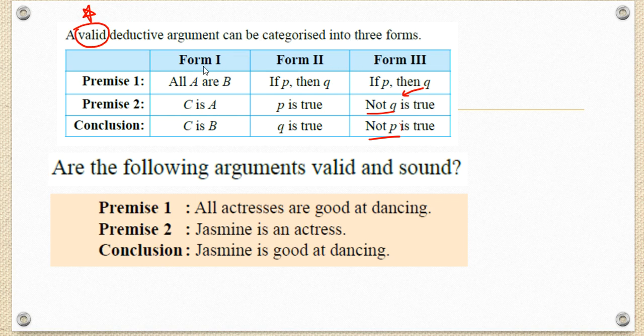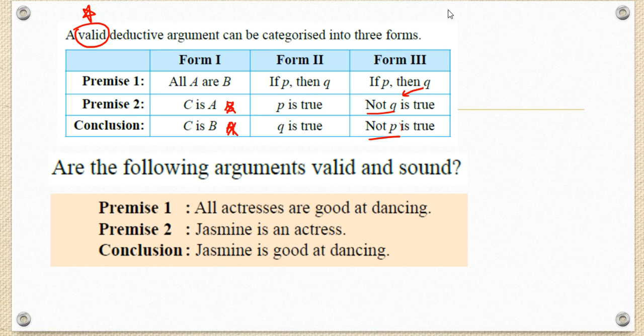For example, I give you an example. All A are B. Then for premise 2, you found out that it is C is B. If they say C is B, then C is A. Is it a valid deductive argument? Is it valid? No, it is not valid, because these two change position. You cannot change the position.